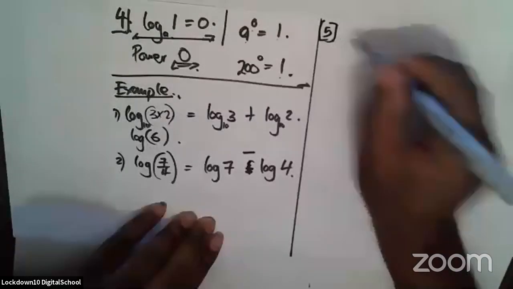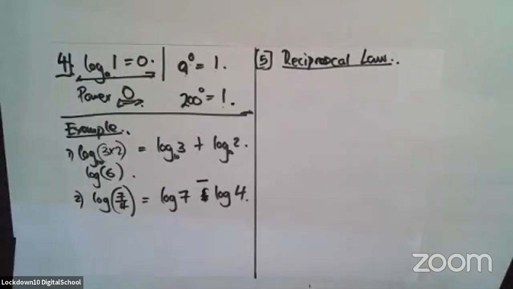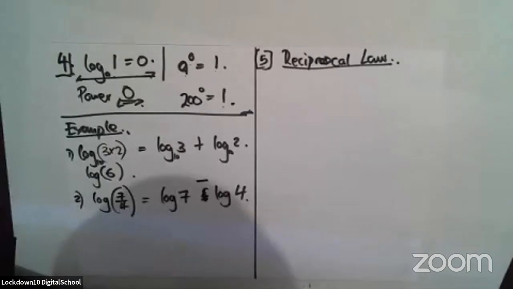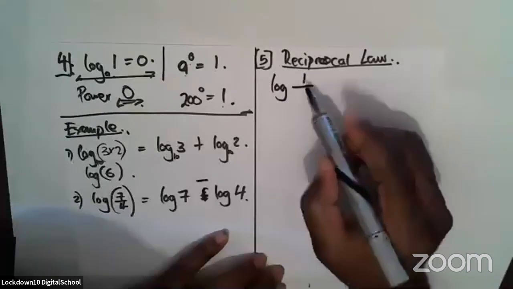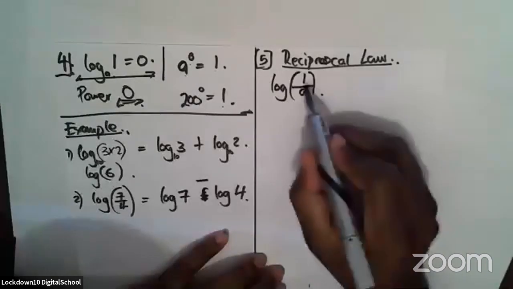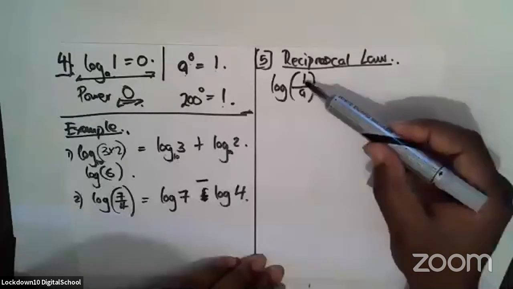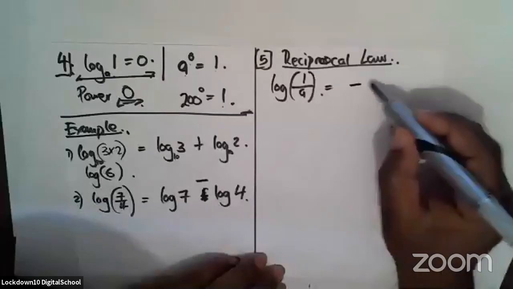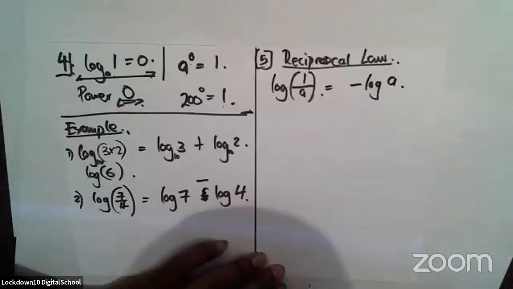It's called the reciprocal law. What does the reciprocal law say? It says if I have log 1 over a, it's 1, not any other number, just 1, this is equal to negative log a. With this one, there are several ways to prove it.